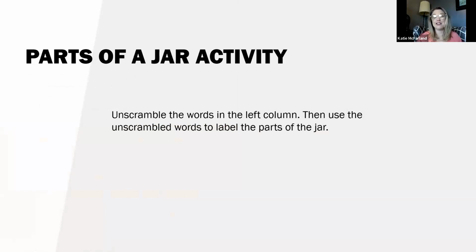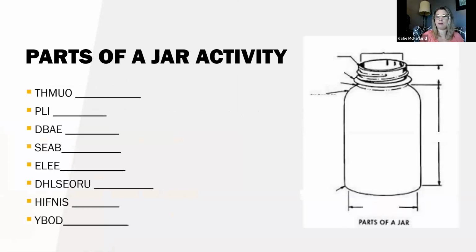But if I give you an example, I want you to identify the parts of the jar. So you're going to unscramble the words in the left column and then use the unscrambled words to label the parts of the jar. So I'm going to tell you what to do, and then I'm going to hand out this piece of paper to you guys in class, and it has no instructions on it, and it's the parts of the jars, and you go, wait, what did the instructor just say?